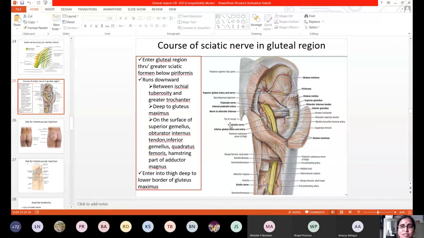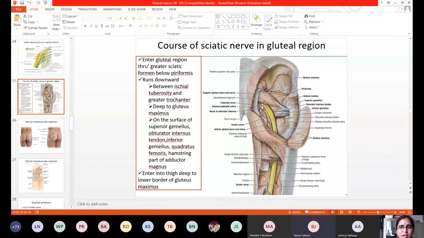Now, can you tell me through which foramen the sciatic nerve enters into the gluteal region? What is the name of this foramen here? I'm showing with the pointer. Can you see? Ma'am, I don't know. You haven't listened to the class? Ma'am, I listened, but I'm not able to recall.